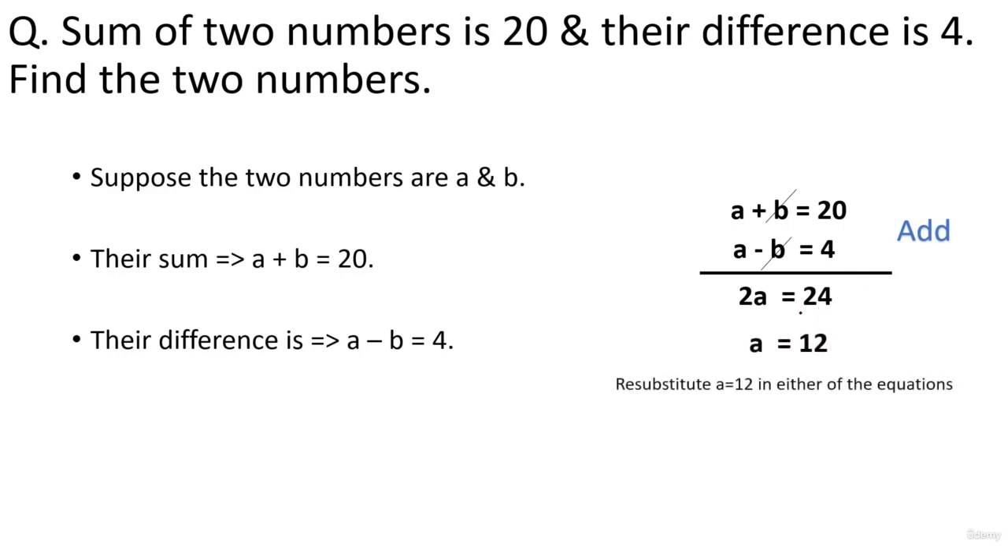Now we resubstitute this in any of these two. We will get B equals 8. Now, these two equations are linear equations, and since we are solving them both together, this method is called solving the linear equations simultaneously. So these are basically called linear simultaneous equations. Okay, let's understand their properties in depth.